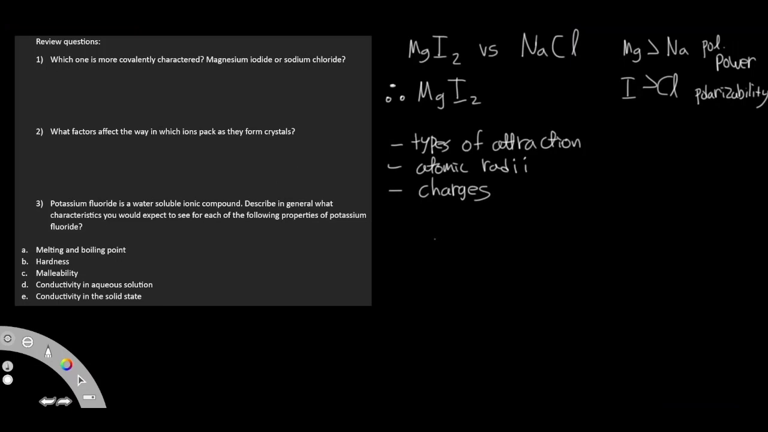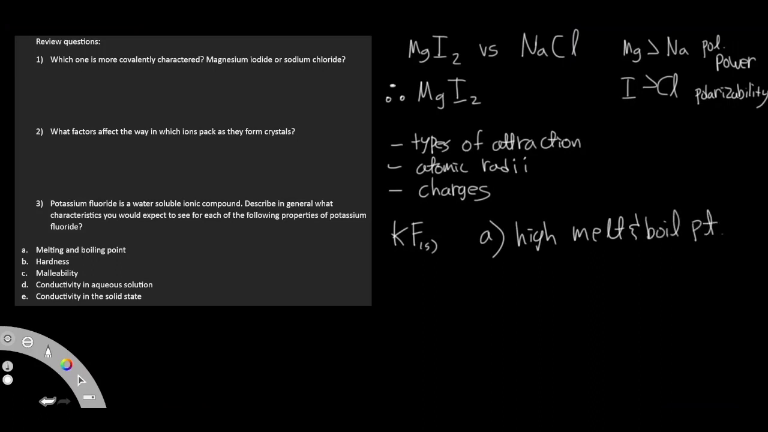And then lastly, let's look at number 3. Potassium fluoride is a water-soluble ionic compound. This would obviously have to be a solid here. Describe in general what characteristics you would expect to see for each of the following properties of potassium fluoride. Well, we'll have a look at the melting and boiling point. This is obviously an ionic compound, so it's going to have a high melting and boiling point.